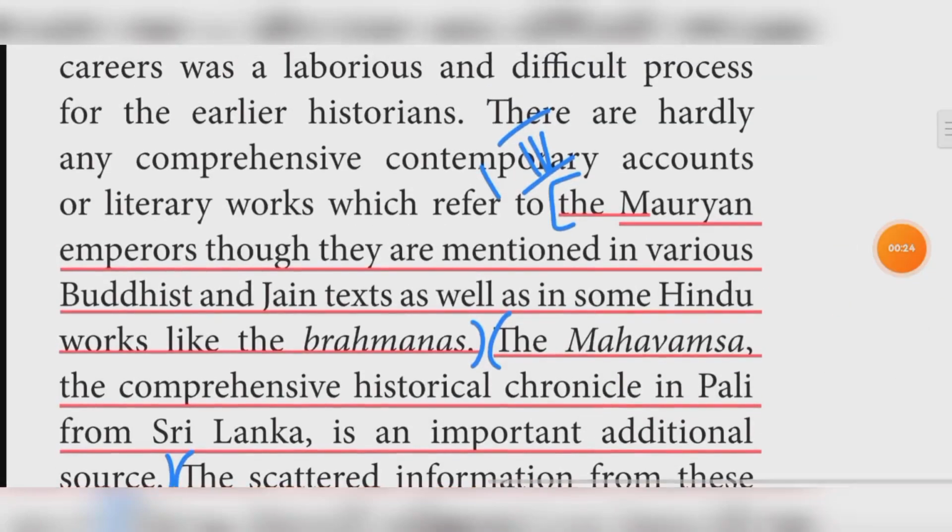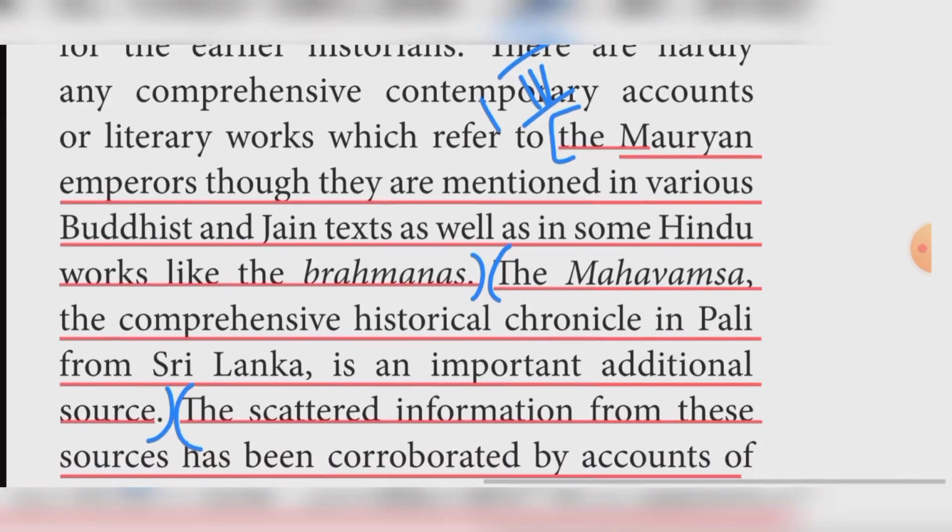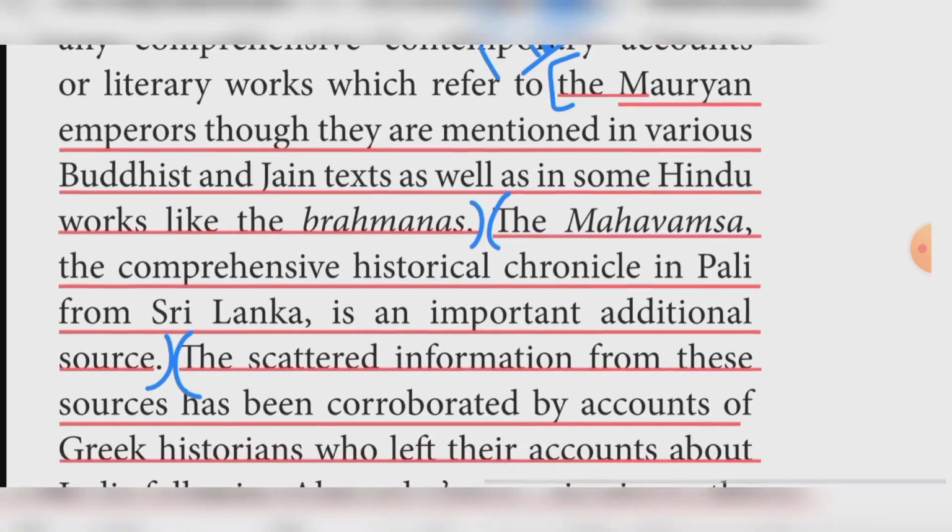Look here, in this, first write the Mauryan with a capital letter, capital T. The Mauryan emperors, though they are mentioned in various Buddhist and Jain texts as well as in some Hindu works like the Brahmanas. This is the first point. Second point: the Mahavamsa, the comprehensive historical chronicle in Pali from Sri Lanka, is an important additional source.